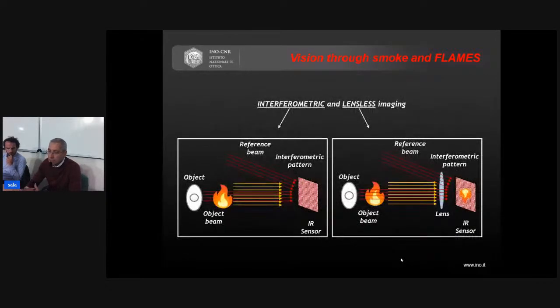There are two main reasons behind this result. First of all, the flame radiation is not coherent with the laser radiation, and therefore it does not contribute at all to the interferometric pattern, which is the element containing the whole information about the sample. And the second reason is that holography is a lensless technique, so there is no lens to focus the image of the sample and also the image of the flame on the detector, and in such a way you avoid any saturation effect of the detector.